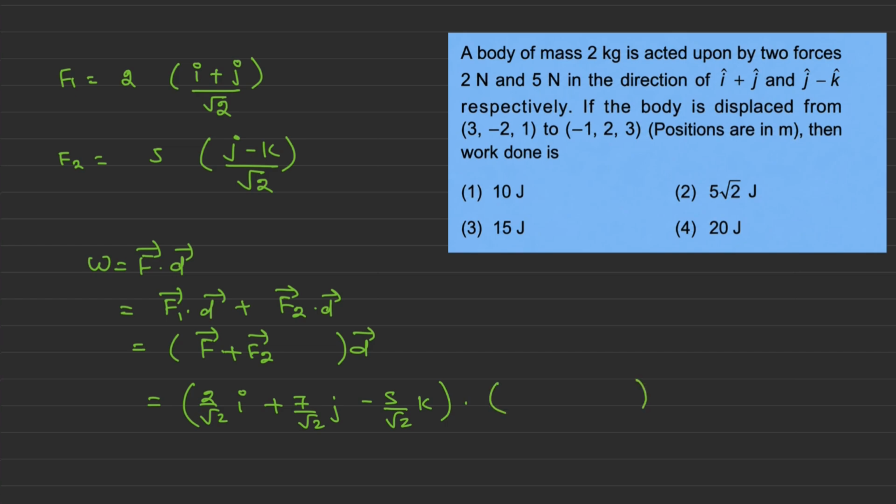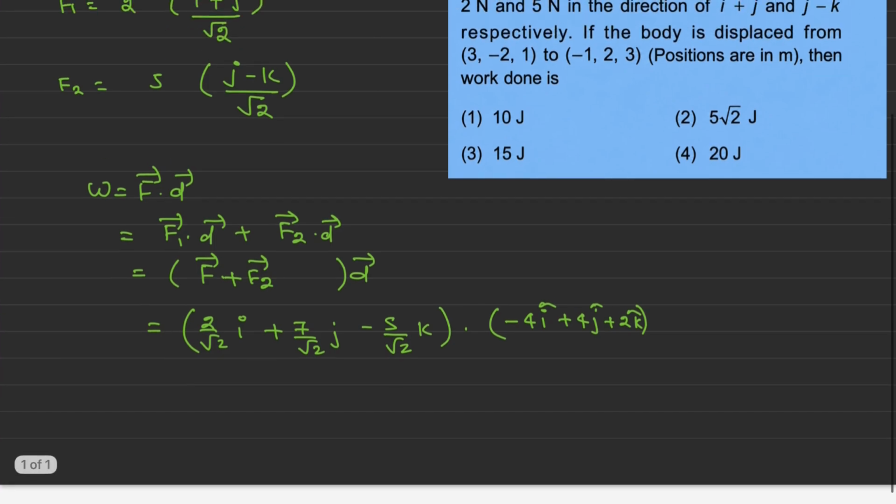Displacement will become what? Final minus initial. So minus 1 minus 3 will become what? Minus 4 i cap. 2 minus minus 2 will become what? Plus 4 j cap. 3 minus 1 will become what? 2 times k cap. So i will multiply with i, j will multiply with j, k will multiply with k. If I keep 1 by root 2 aside, so what will happen over here? 2 into minus 4 will become what? Minus 8. Then what will happen? 7 into 4 will become equal to what? 28. 5 into 2 will become equal to what here? 10.